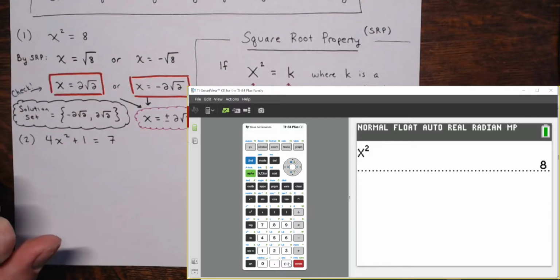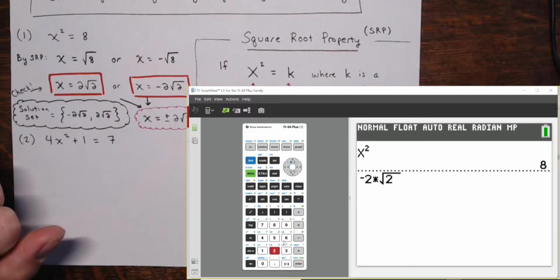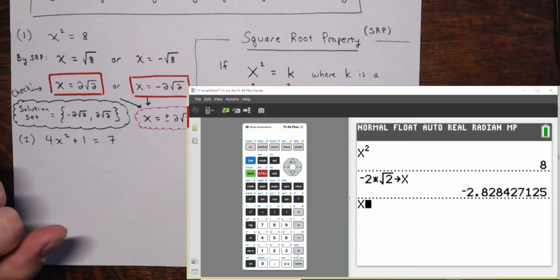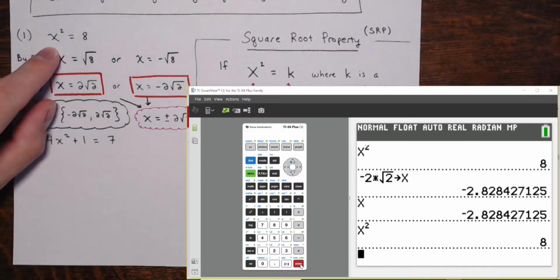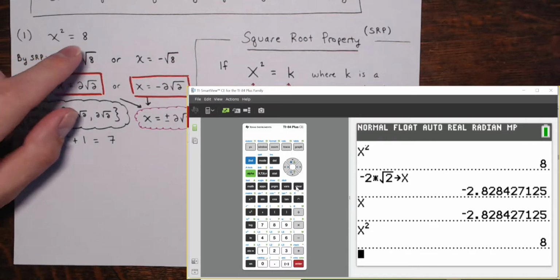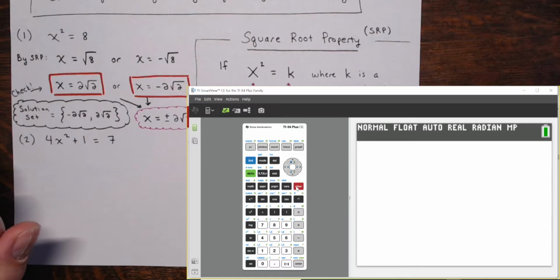And then I can do the same thing for negative 2 times the square root of 2, the other solution I got. And I'll store this number as x. Alright, so now when I hit x, it is the number negative 2 square root of 2. And let me do x squared, the left side of the equation, and see, oh, we get 8 again. So both solutions, both numbers work.